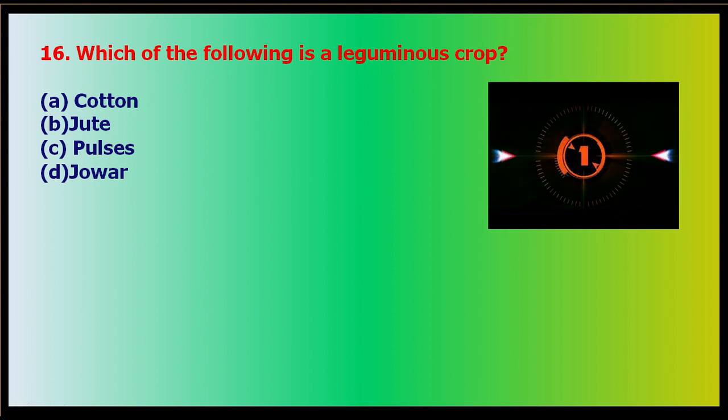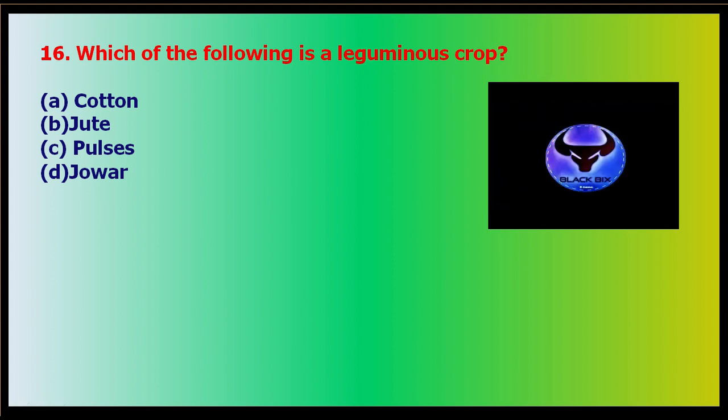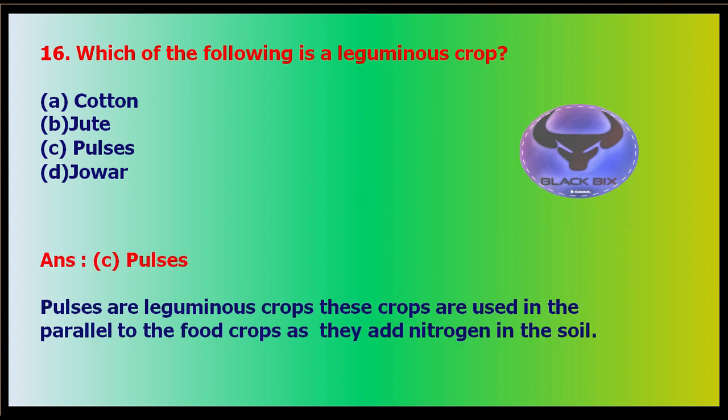Which one is leguminous crops? Okay, and your answer is pulses. Pulses are leguminous crops because these crops are used in parallel to the food crops because they add nitrogen in the soil due to rhizobium, which is found in the roots of those plants, in the leguminous plants. So pulses are leguminous crops. They add nitrogen in the soil.